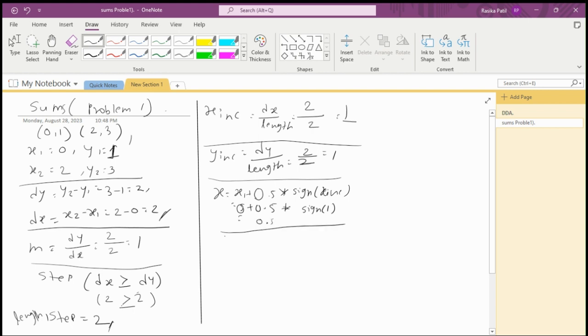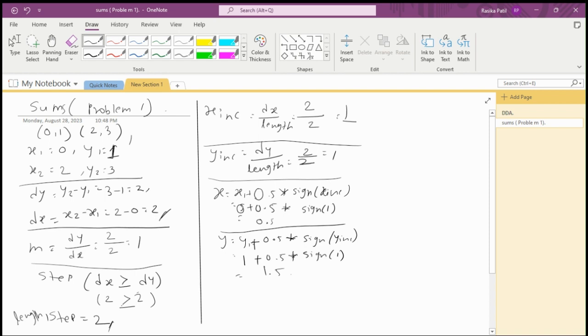So y1 equals y1 plus 0.5 into sine of y inc, or delta y, which is 1 plus 0.5 into sine of 1. So what is our answer? Our answer is 1.5, right?